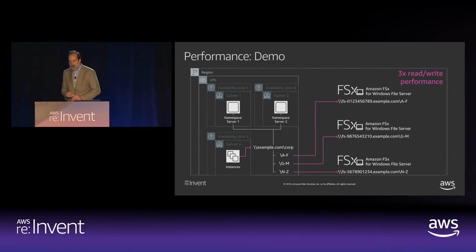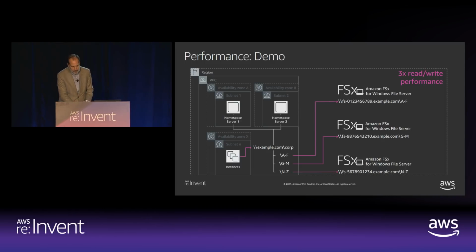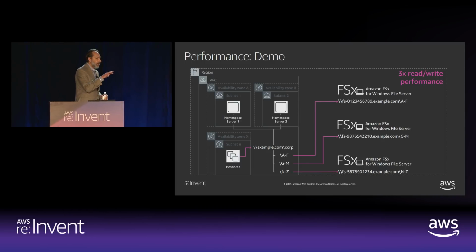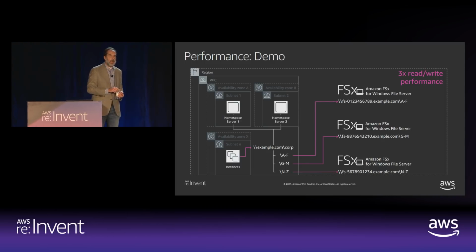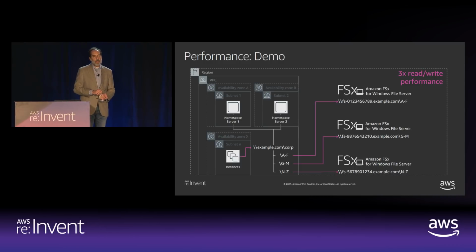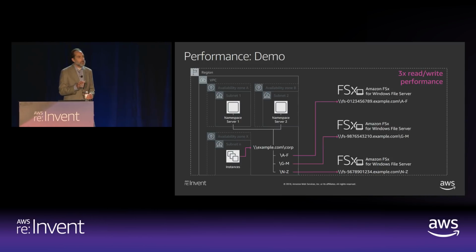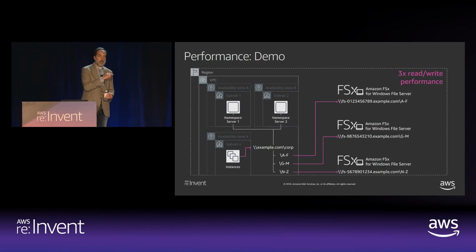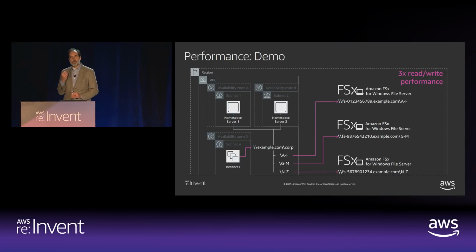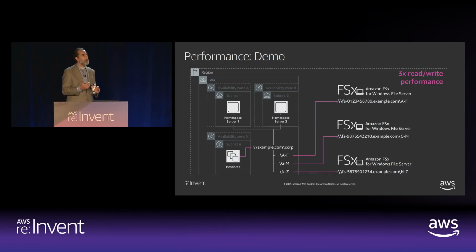So let's actually go ahead and take a look at what this looks like in real life. I have this environment already set up. I have 2 namespace servers, 3 clients, and 3 file systems. The file systems are the same size as the one I created earlier in the demo. What I want to do is read and write to these 3 file systems to see how much throughput I'm able to achieve.